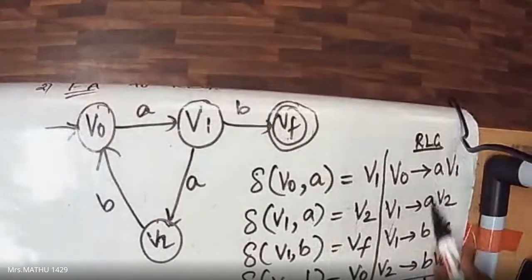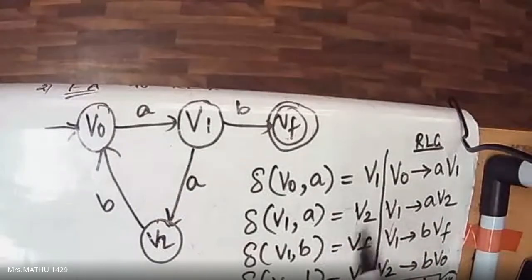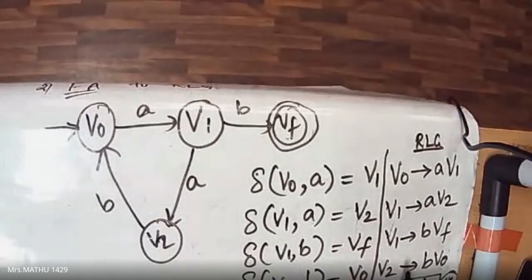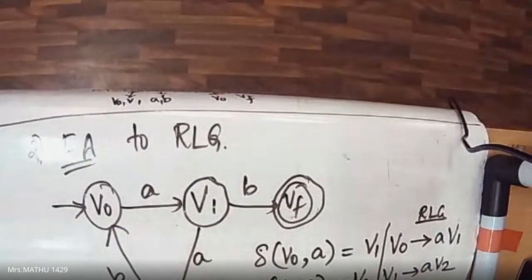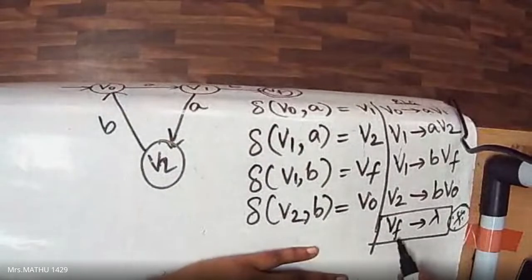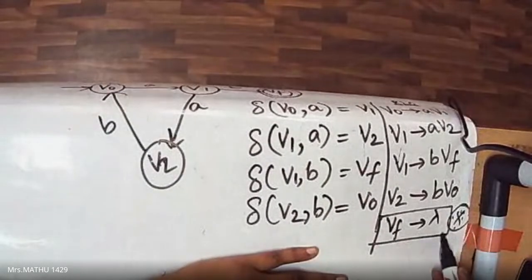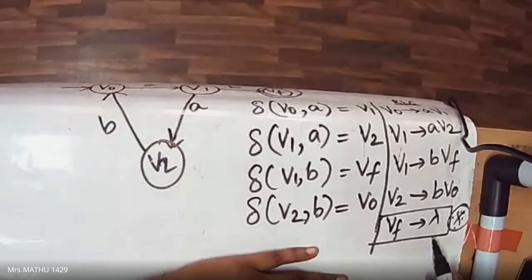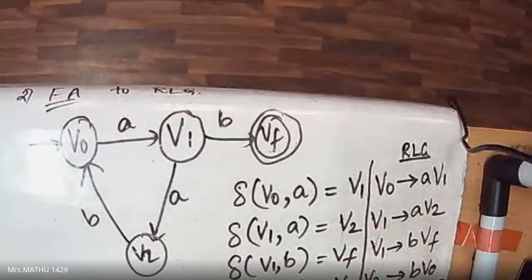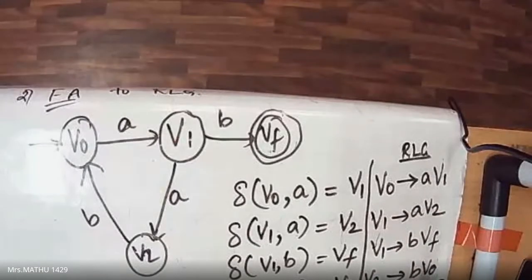All the other productions we can convert from the given transition function. How are we writing the transition function? From the given finite automata, so that finally for the final state you include a lambda transition, a lambda production. This will give you the final set of right linear grammar.